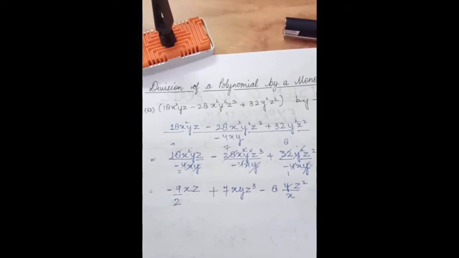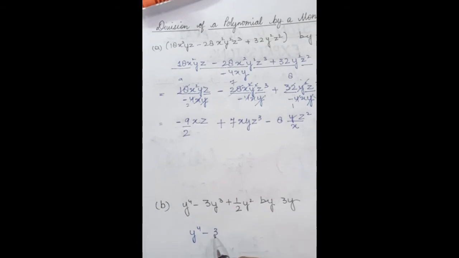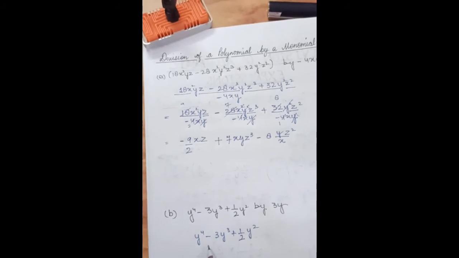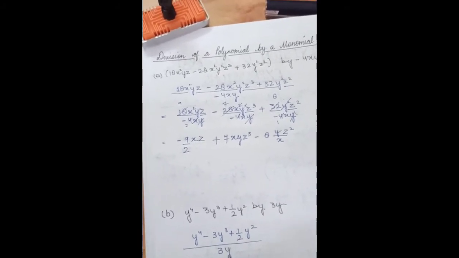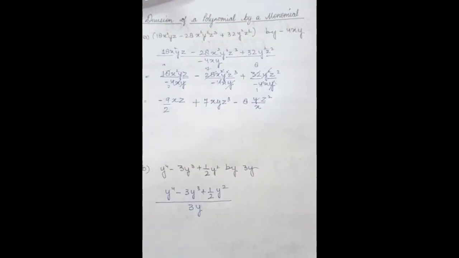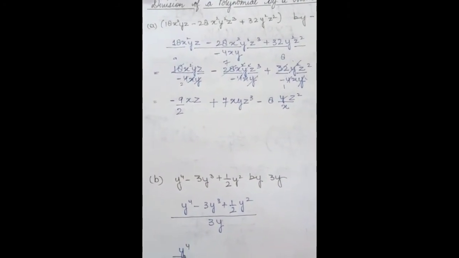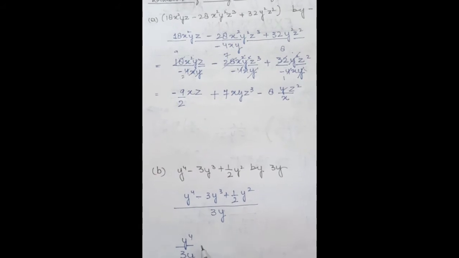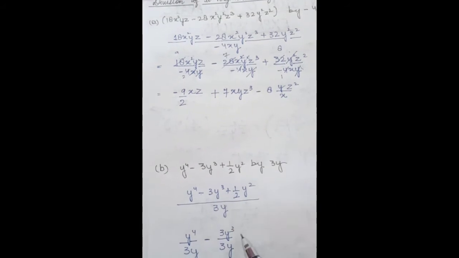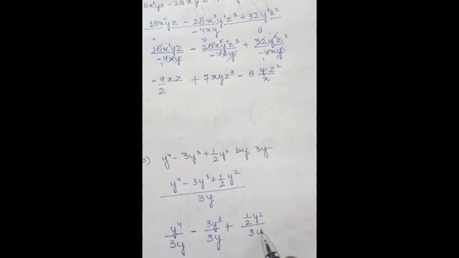See one more example. y to the power 4 minus 3y cube plus 1 by 2 y square divided by 3y. Now what we do, we divide each term of the polynomial by the monomial. So y to the power 4 divided by 3y, then we place this sign here, then 3y cube divided by 3y, and then we place this sign here, and then 1 by 2 y square divided by 3y.